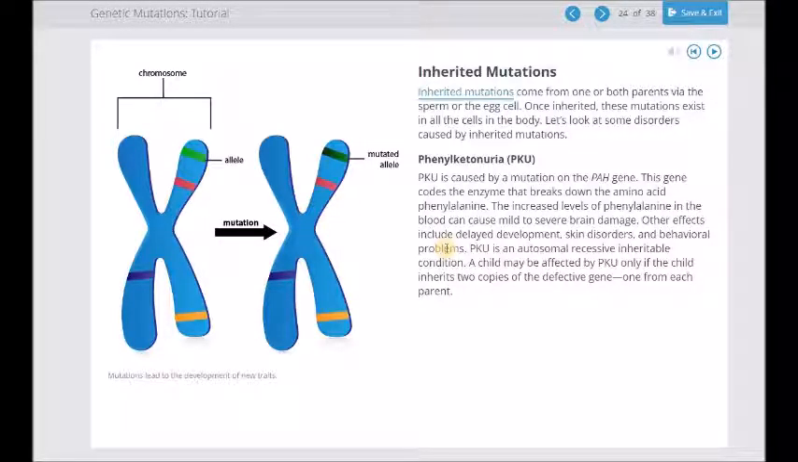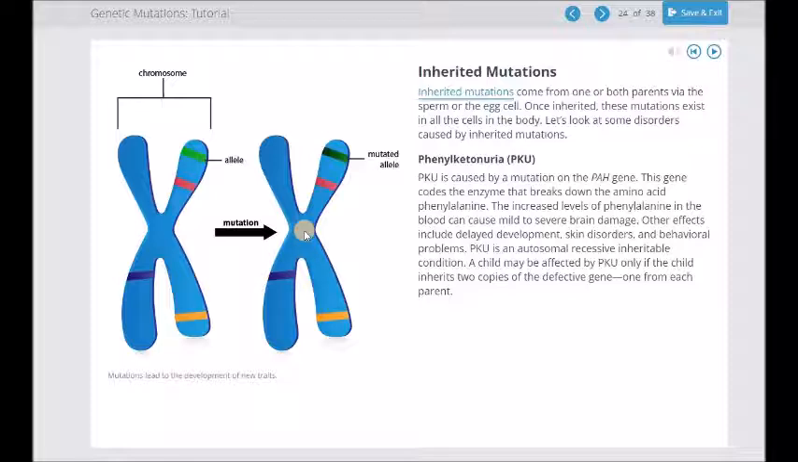Now, in a minute, we're going to talk about what we call somatic, S-O-M-A-T-I-C. Somatic cell mutations are ones that happen to your body cells. But inherited mutations come from one or both parents via the sperm or the egg, okay? Once it's inherited, these mutations exist in all the cells in the body. Think about it. Every cell in your body came from an original cell that was the fusing of an egg from your mom and a sperm from your dad.